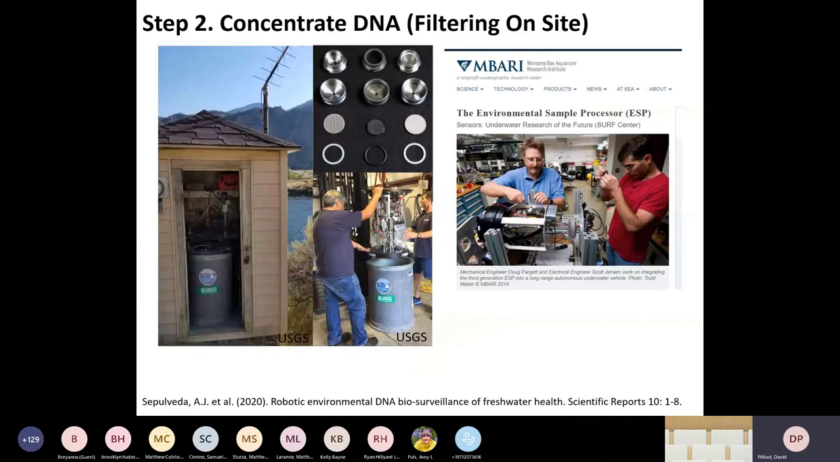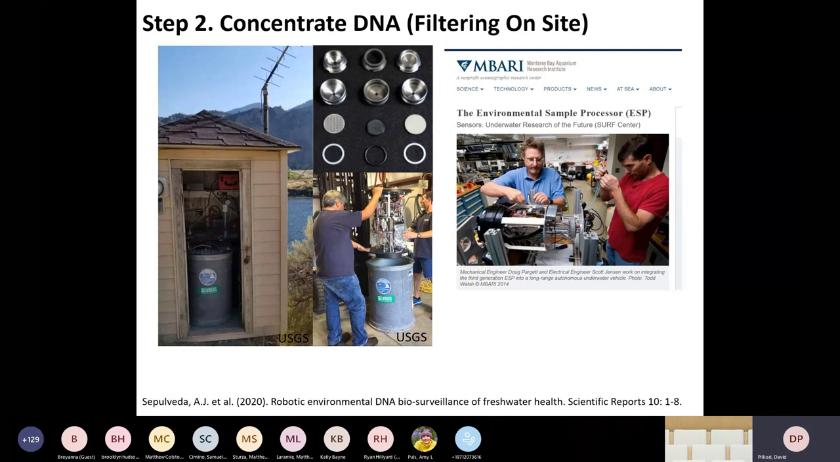The other interesting thing about filtering on site is that some of this is becoming automated, and I'm just going to highlight the environmental sample processor. This was developed by the Monterey Bay Aquarium Research Institute, MBARI, and the USGS is collaborating with MBARI to instrument some of our stream gauges. This is a stream gauge out on a river to take samples at regular intervals, and then the samples are stored and preserved in these pucks, and then a tech would go out and collect the pucks and bring them back to a lab to be processed.